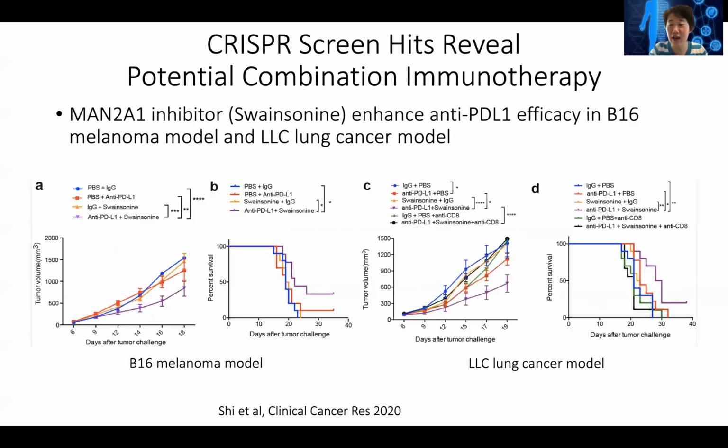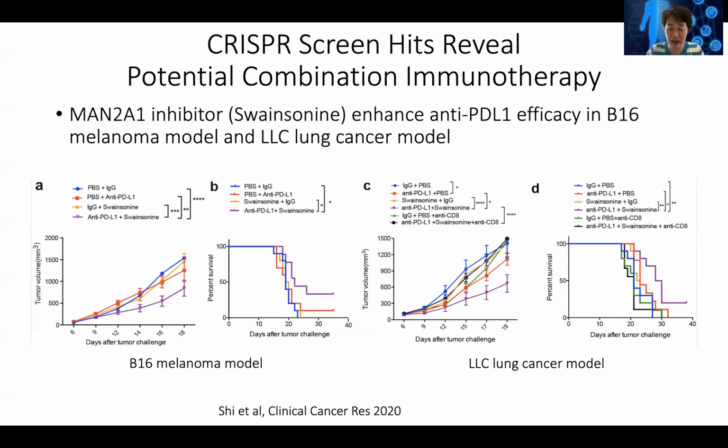And so we experimentally tested this. There is a MANTO-A1 inhibitor. This is a small molecule that can inhibit MANTO-A1. And we tried this in both the melanoma mouse tumor model and also the lung cancer mouse model. You can see here, even though the inhibitor itself or the PD-L1 itself doesn't really have a very strong effect, this combination is able to control the tumor growth much, much better, and also prolong the mouse survival.